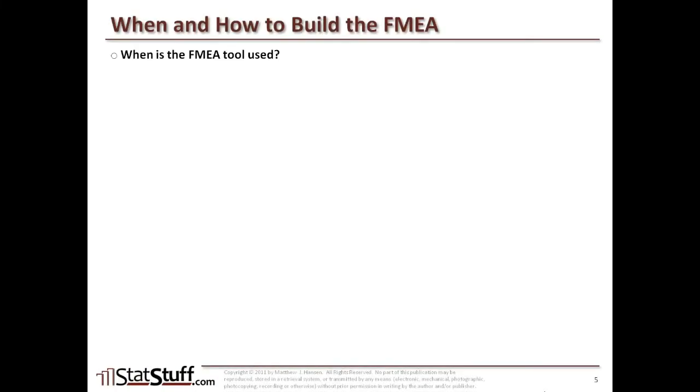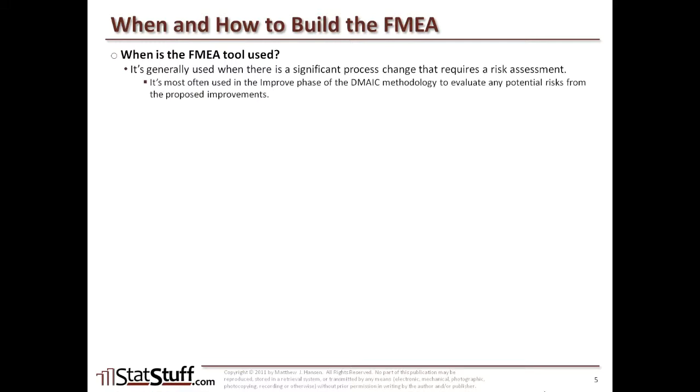Alright, now let's talk about when you may use the FMEA tool and the process you can follow for building it. Well, generally the FMEA tool is going to be used when there's a significant process change that requires some form of risk assessment. So it's most often used during the improve phase, like where we're going through this lesson, as part of the DMAIC methodology as a way to evaluate any potential risks from those proposed improvements.